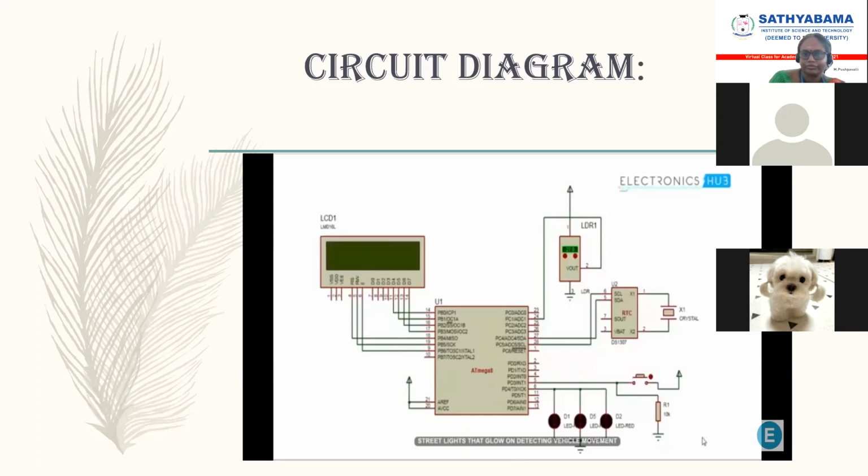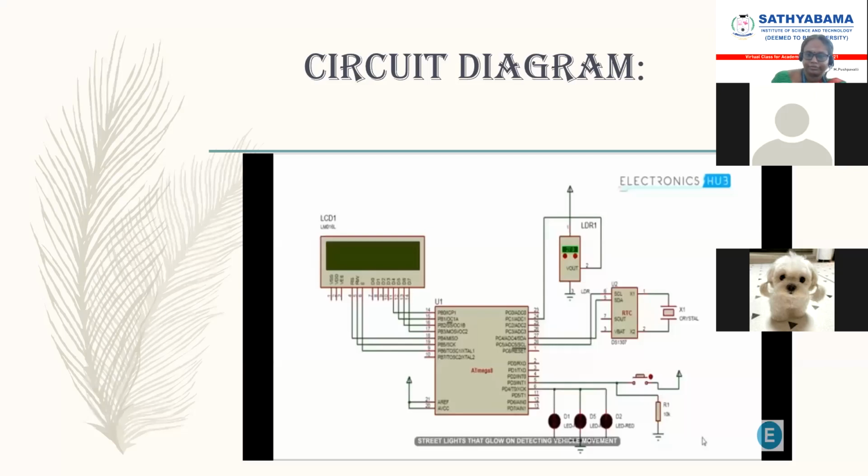Three LEDs are used in the circuit diagram. The vehicle movement is sensed by the sensor. The PIR sensor is colored red. It is connected to the ATmega8 microcontroller, and the three LEDs are connected to the ATmega8 microcontroller. When a vehicle is detected, the PIR sensor senses it and is switched on. The LCD is used for the runtime simulation.